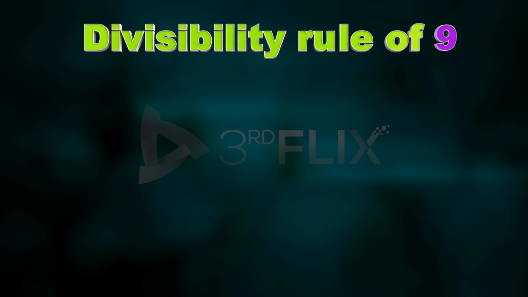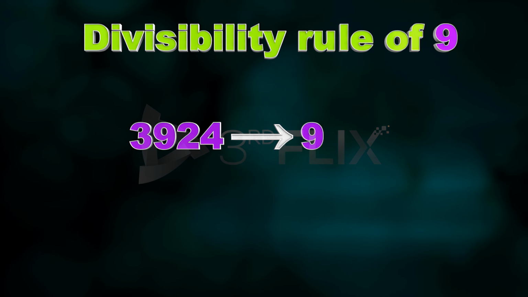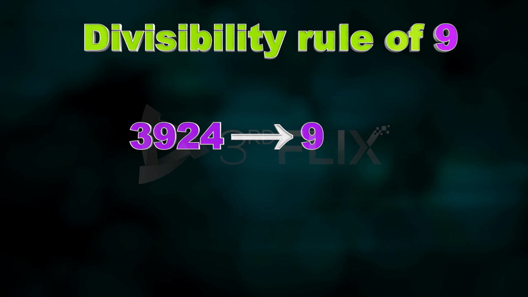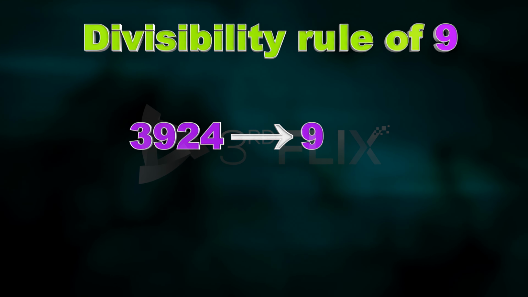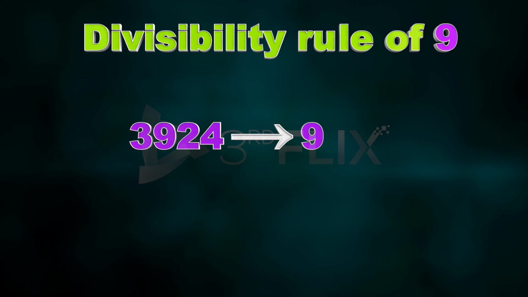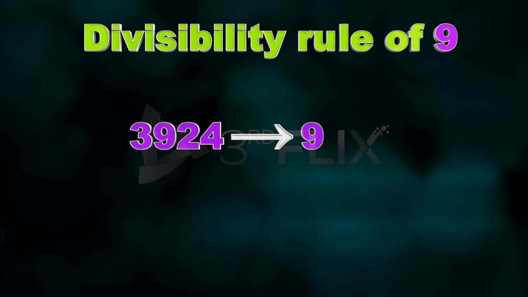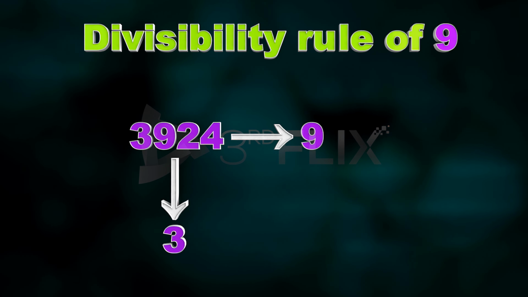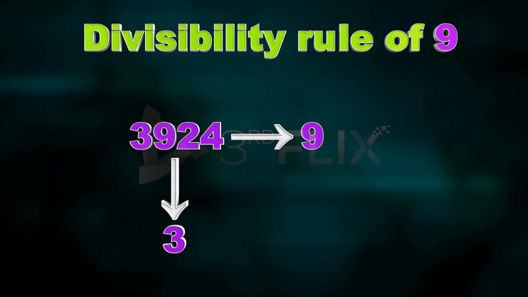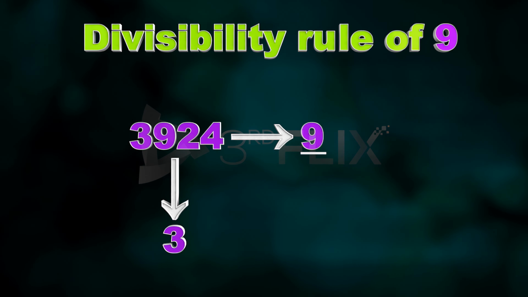Divisibility rule of 9. A number is divisible by 9 if the sum of all the digits is divisible by 9. The rule is very similar to that of 3. But remember that all the numbers divisible by 3 are not divisible by 9. However, all numbers divisible by 9 are divisible by 3.